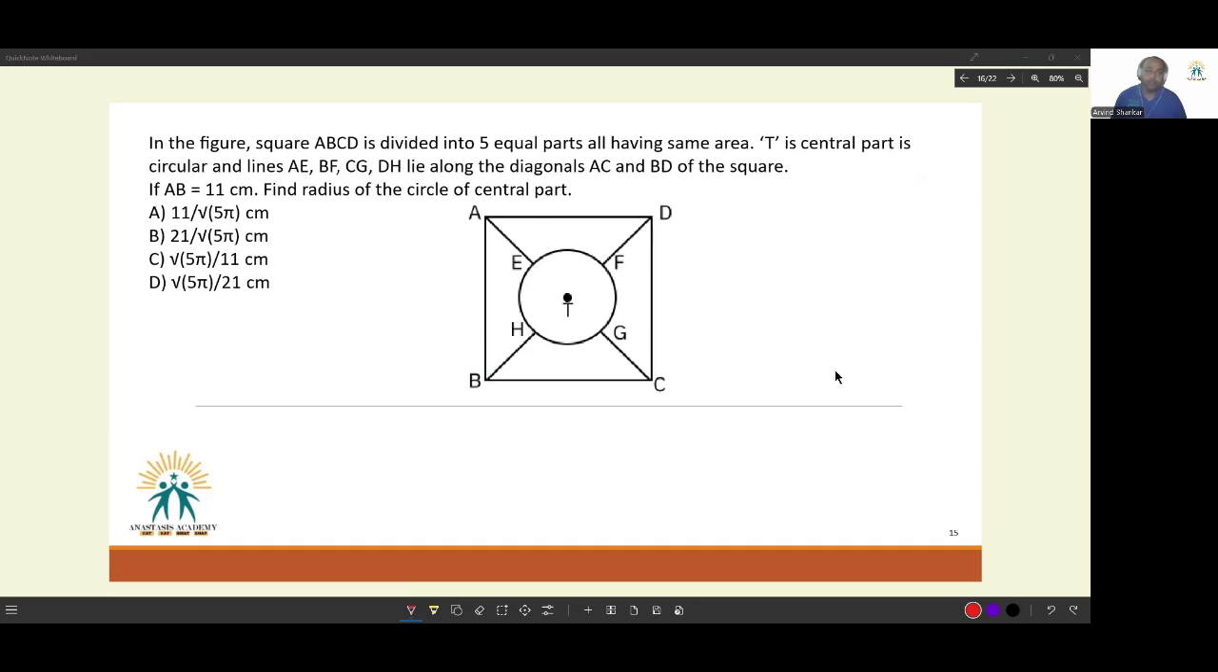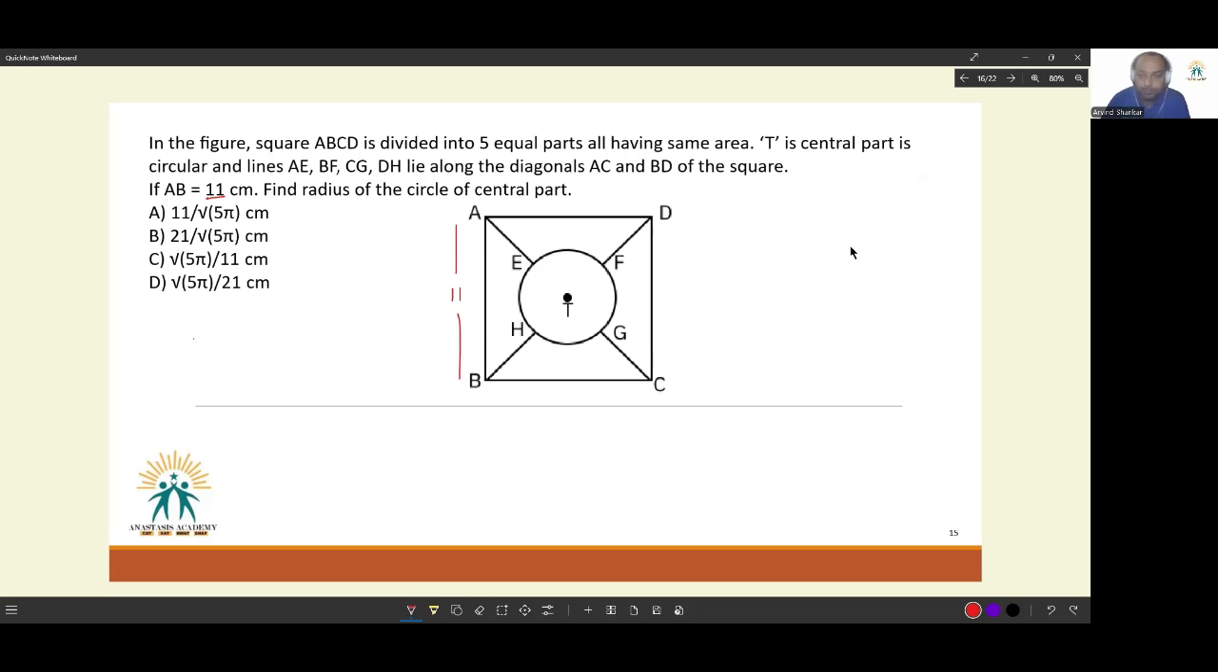Next, in the figure, square ABCD is divided into 5 equal parts, all having the same area. T is the central part. T, the central part, is circular, and lines A, B, F, C, G, D, H lie along the diagonals AC and BD of the square. If AB is equal to 11, find the radius of the circle of the central part. Now, this has a lot of extra information to distract you, but if you pay attention to the relevant details, life will be simple. See, this is 11.